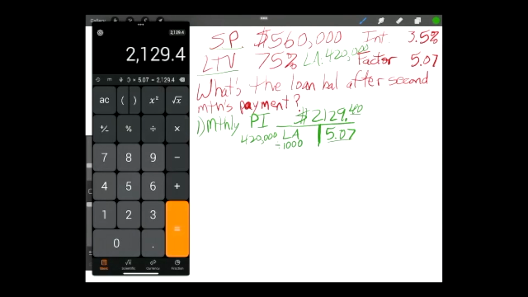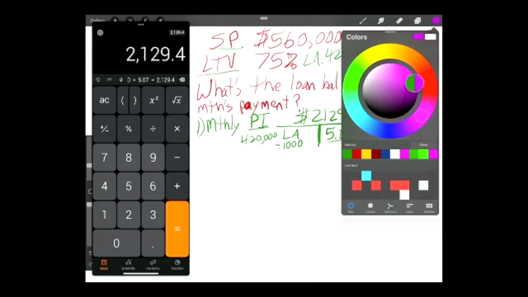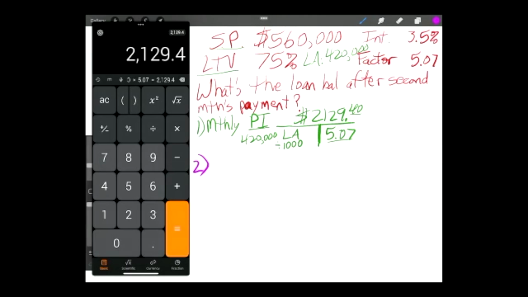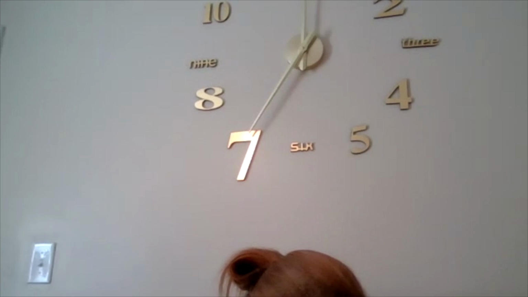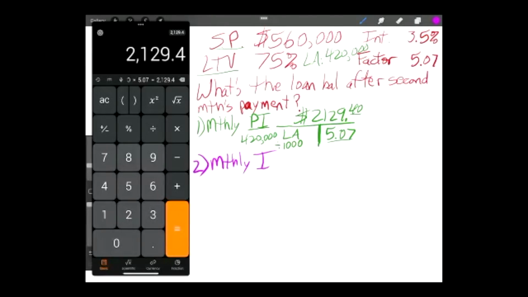All right, now what? That's step one. We know our monthly PI. Now we need to know our monthly I. So how do we do that? The loan value times the interest. There you got it. We take the loan amount, the loan value, times the interest rate. Our interest rate is 3.5%. Our loan amount is the 420. We're not dividing by 1,000 this time because that's only necessary when we're calculating P and I.